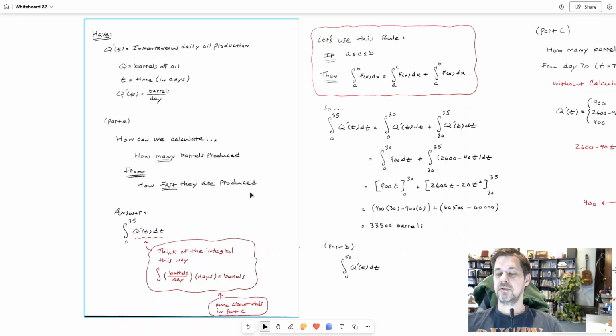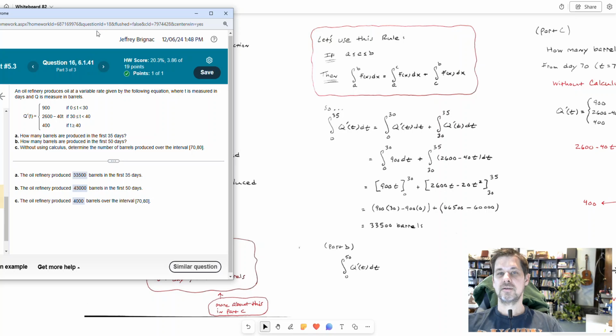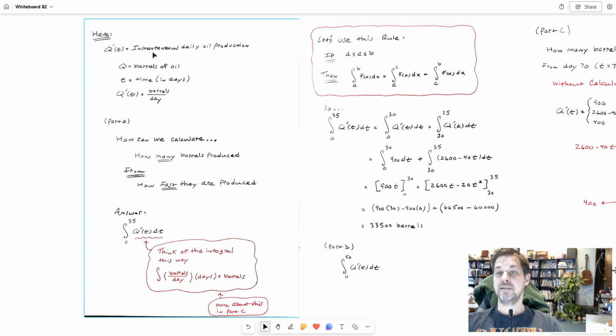Okay? So like I was saying, that's what Q prime of t, this function that's given there, is. It's a piecewise function, see it right here, and it is the instantaneous daily oil production. Q is barrels of oil, t is time in days, and so this function is telling us how many barrels per day are produced at any moment, on any day.